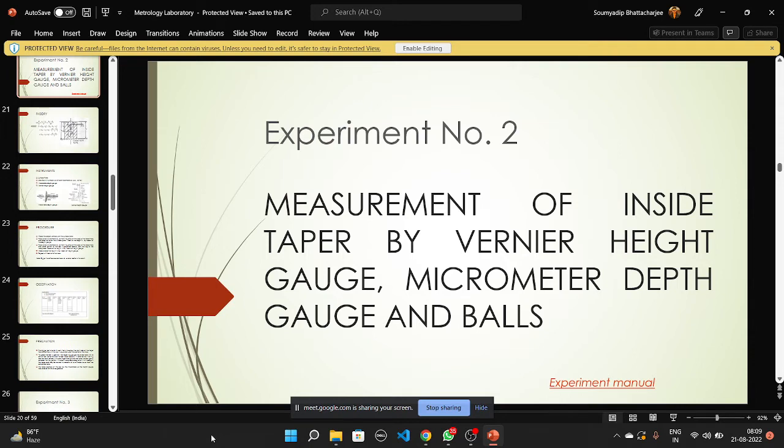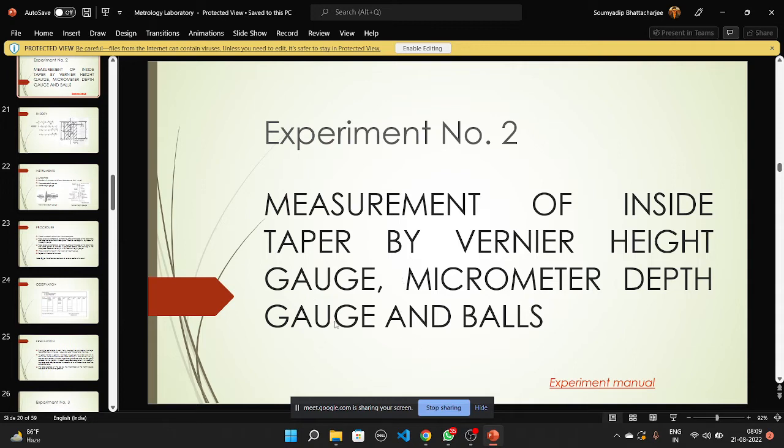And here in this experiment number 2, one particular job will be given to you. That is called the taper ring gauge, and the taper ring gauge is a job which will be having an inside taper, and you'll be asked to find out the inside taper. First thing you should know as a mechanical engineer, what is taper? Taper, I think you might have drawn in your drawing class. Am I correct, Shobodhi? Yes, sir.